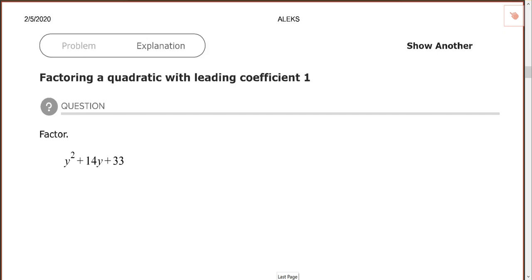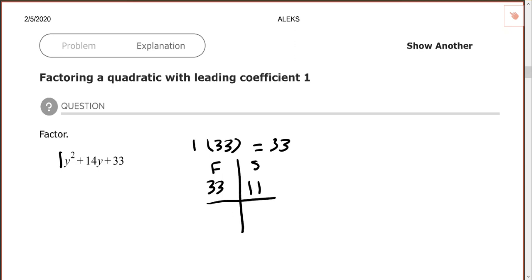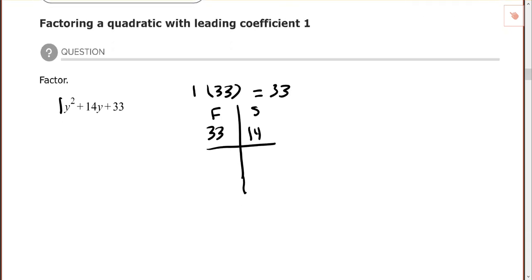All right, so let's look at this one. So we have 1 times 33 to start off with over here, a times c. I want factors of 33 that give me a sum of my middle coefficient of 14. So I need to find a pair of numbers that multiplies to give me a product of 33 and also gives me a sum of 14. So I know 33 divided by 1 is 33. If I add those up, that gives me 34.